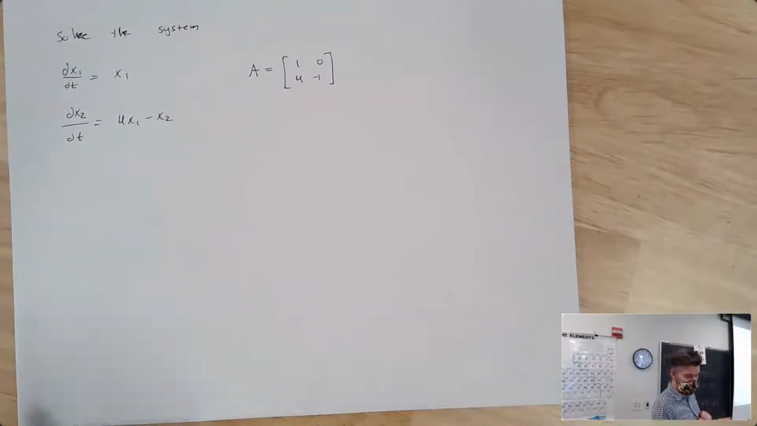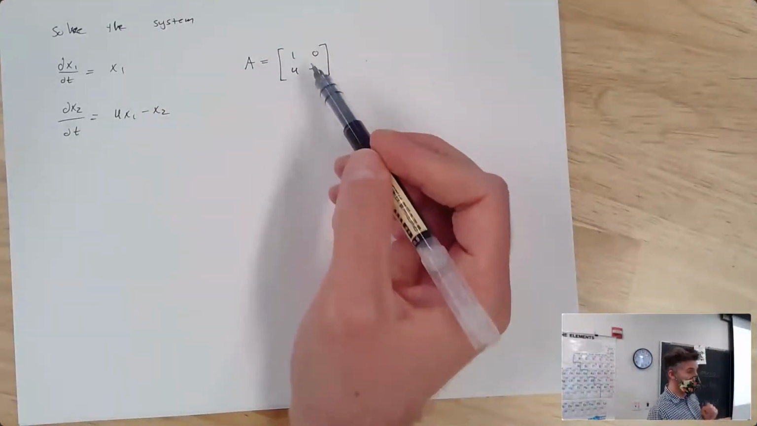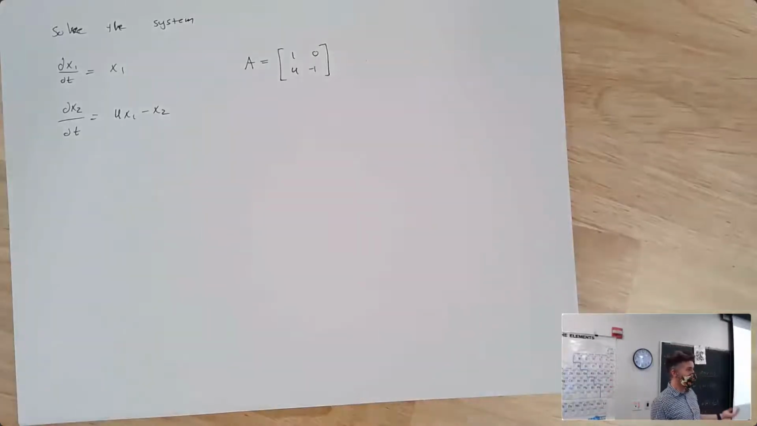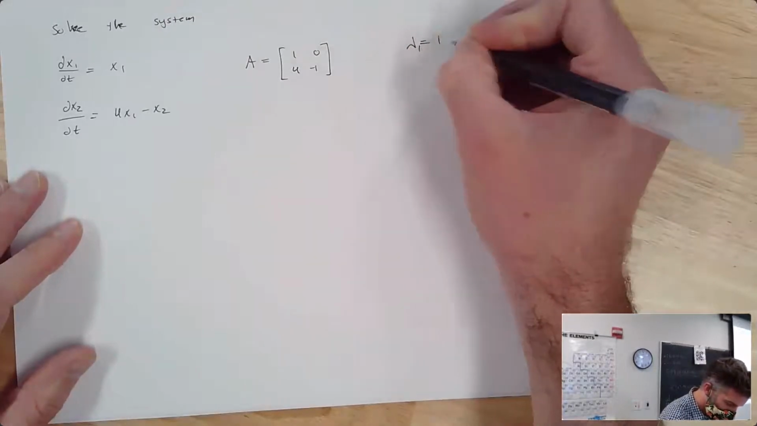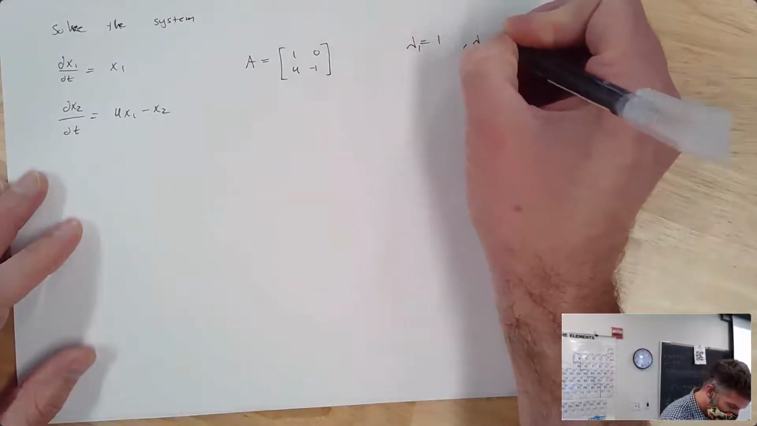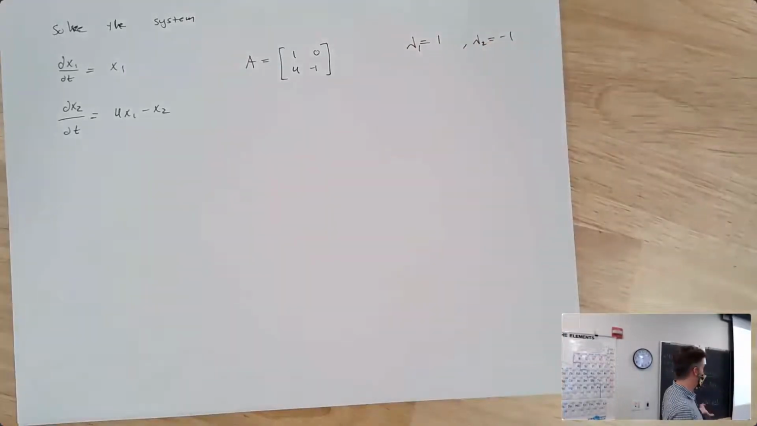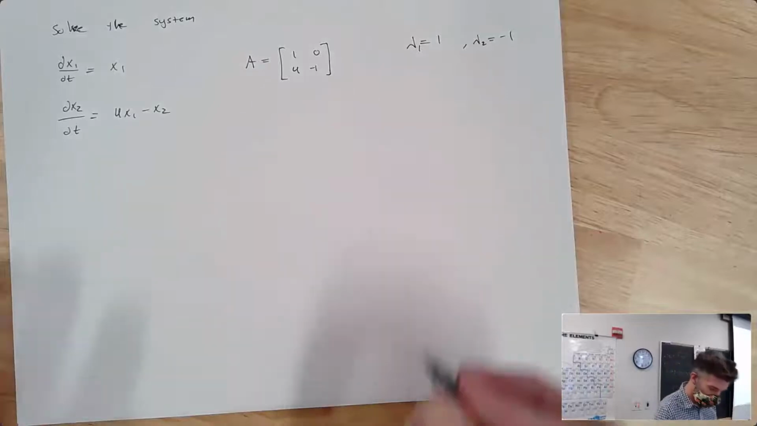Right, because it's not just that these numbers are opposite signs, but those numbers are the eigenvalues. And yeah, there's one positive and one negative. Exactly. So our eigenvalues are 1 and negative 1. And we know that when your eigenvalues are real and opposite sign, we have to have a saddle.